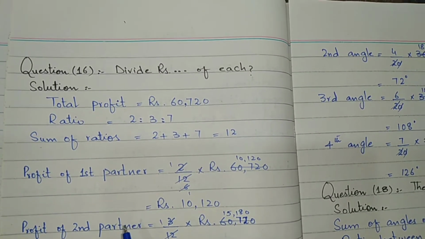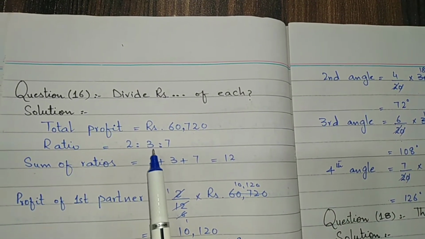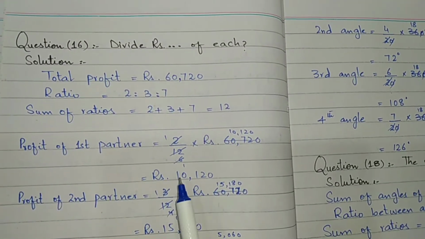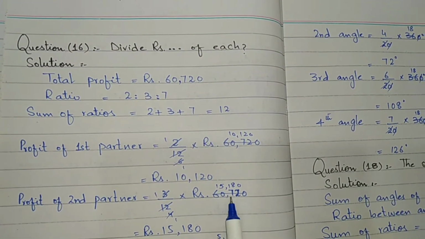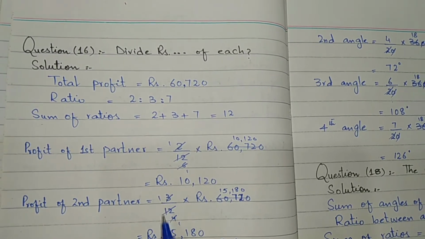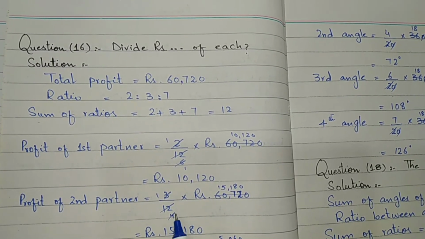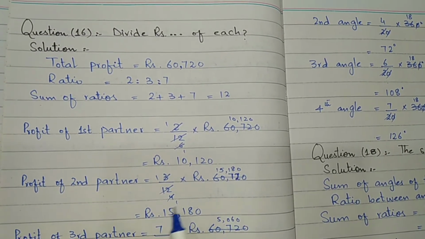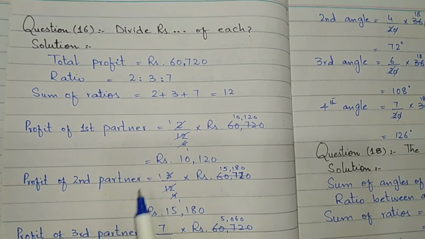Now the profit of the second partner, the second ratio is 3. So 3 divided by 12 multiplied by 60,720. Now on the table of 3, 3 ones are 3 and 3 4s are 12, 4 ones are 4 and 4 15s are 60, so we get 15,180 rupees. This is the profit of the second partner.